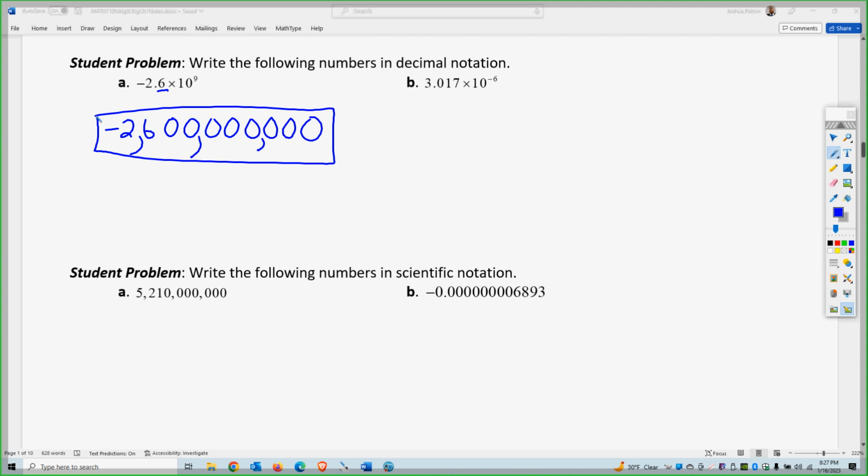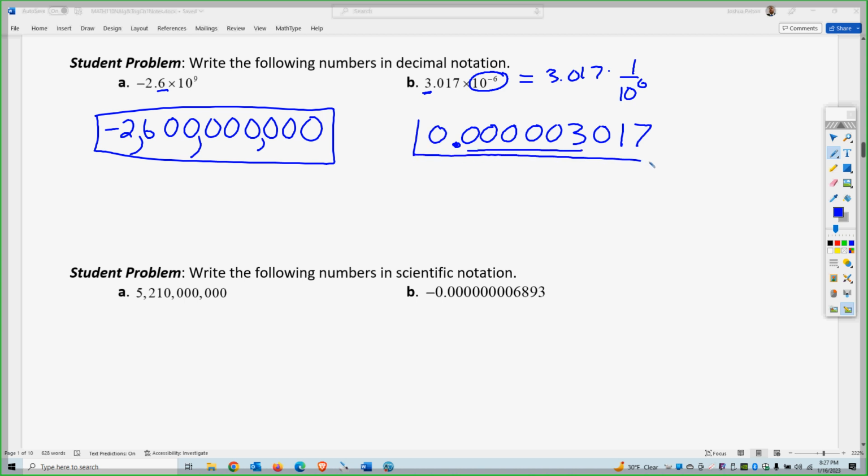Okay, so the next one, I'm going to write it over here. 3.017. So I need to divide by 10 6 times, so 3.017 times 1 over 10 to the 6, which means it gets smaller. So I have one place value, but I need to add 5 more, 1, 2, 3, 4, 5. So I can get smaller by 6 place values. So that is my new number.